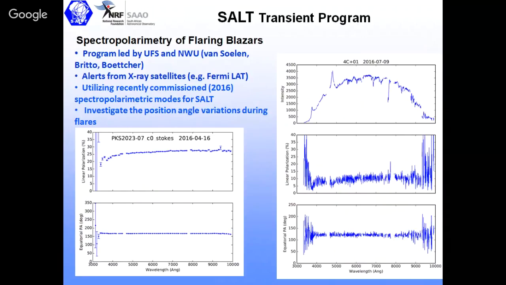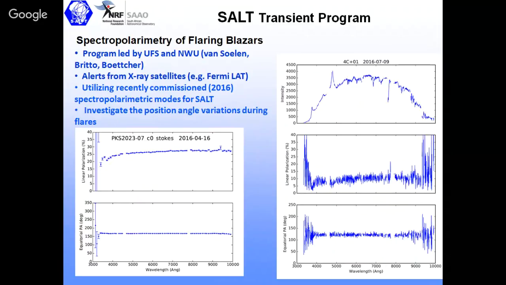This is some examples of spectropolarimetry of flaring blazars that have been detected primarily by the Fermi satellite, by the LAT experiment. And these are known systems. And what we're trying to do is investigate how the polarization changes. So this is a raw spectrum at the top. This is obviously a quasar, which has a strong emission line here. But if you notice here, this is the linear polarization up at nearly 10%.